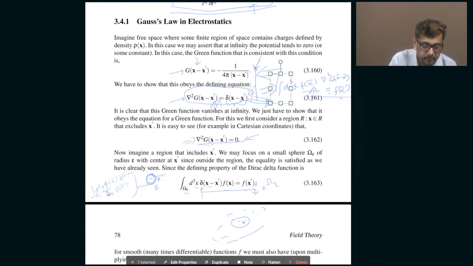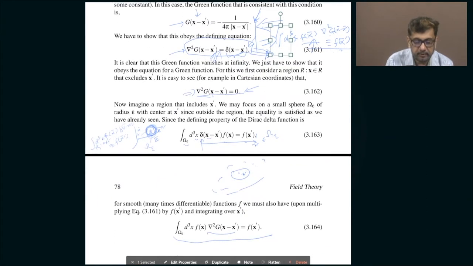That region is outside the small sphere, where x can never be equal to x dash. But then there is another region which I call omega epsilon region, which is inside the sphere, and that region allows x to become arbitrarily close to x dash. In the first region, all the x points are outside the sphere and x dash is inside the sphere, so x and x dash will never touch each other. Because they will never touch each other, del square g is anyway 0, so I do not have to consider that.